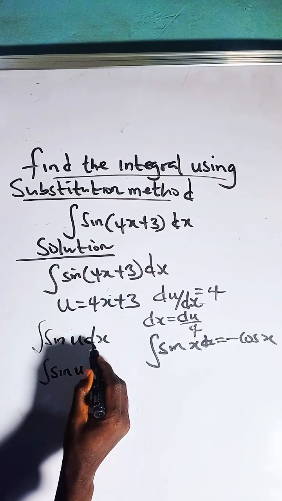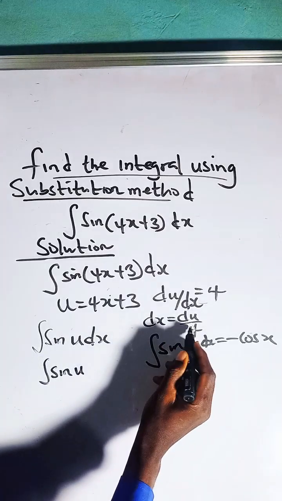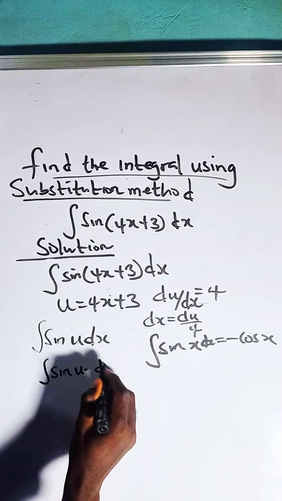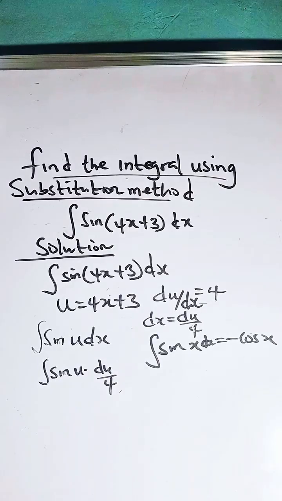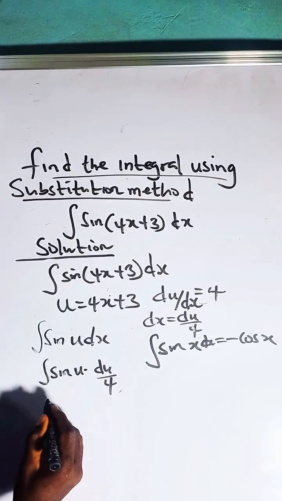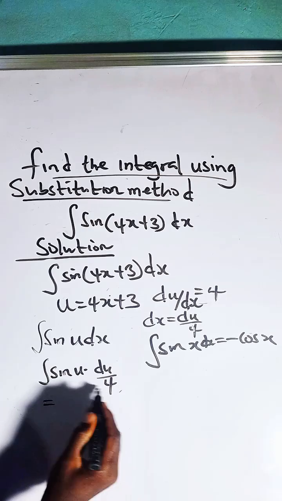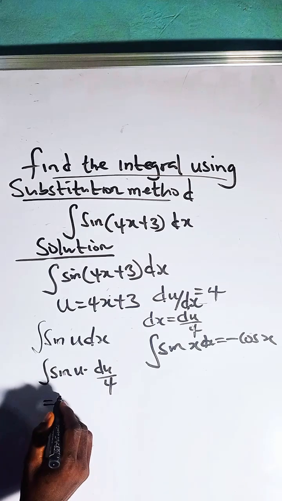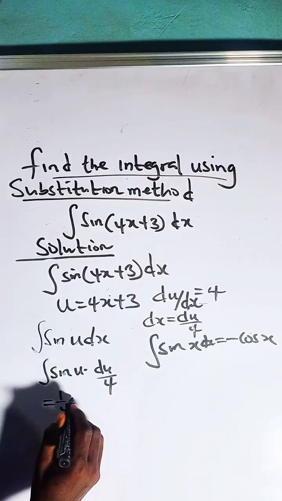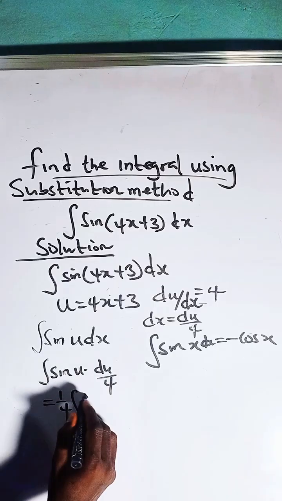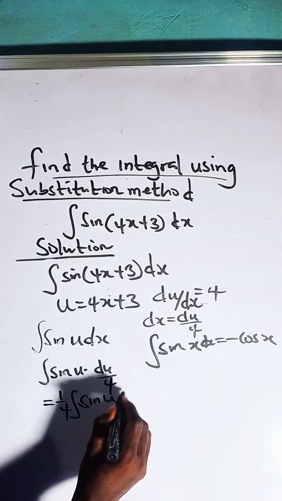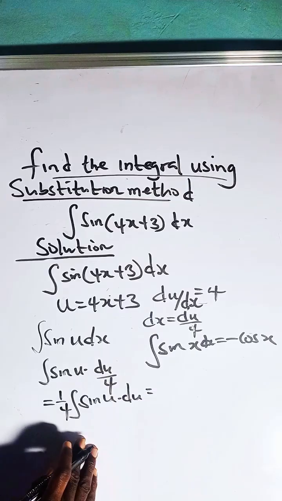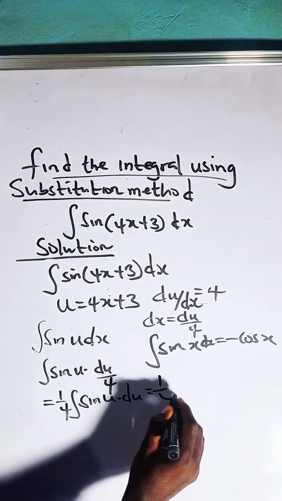Now when we come back here, we have the integral of sin u. The dx represents du over 4. So let's have it here. For the constant 4, let's factor it out. So we have this as 1 over 4 times the integral of sin u du.